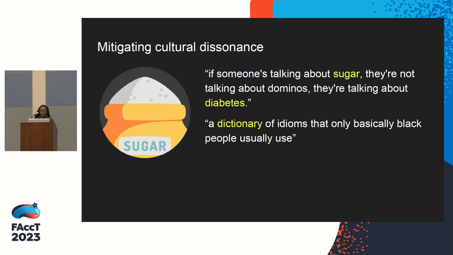One participant described how these technologies could use something like a dictionary of idioms that Black people use, but at a higher level, how could AI-powered systems like voice technologies learn cultural references to quickly correct errors?